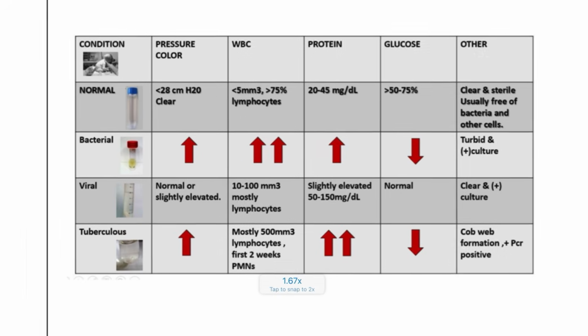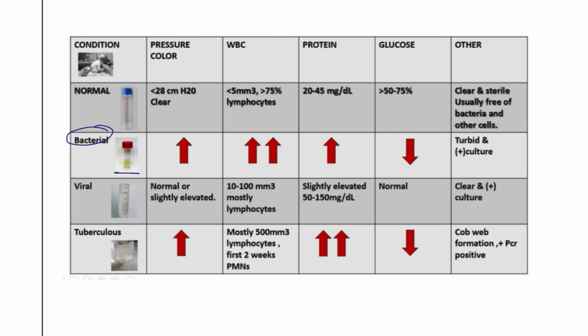Next, CSF analysis. For bacterial, the color will be turbid, with increased neutrophils, increased protein and decreased glucose. In tuberculosis, you are going to see increased lymphocytes and increased protein, two times increase of the protein. Viral is most commonly seen with normal findings, but with lymphocytes, normal protein, normal glucose with lymphocytes, think about viral, and high protein, think about tuberculosis.